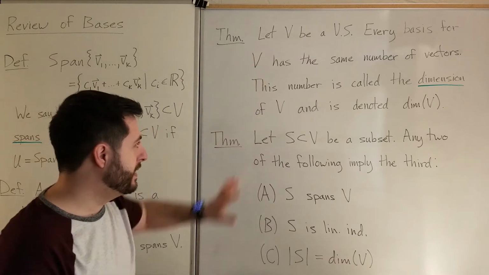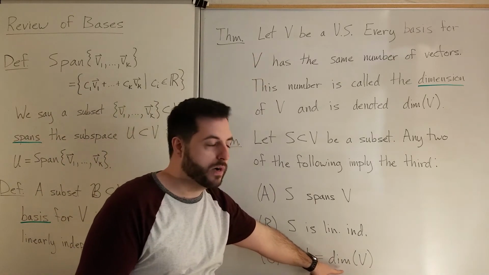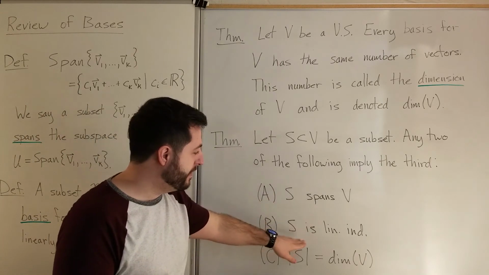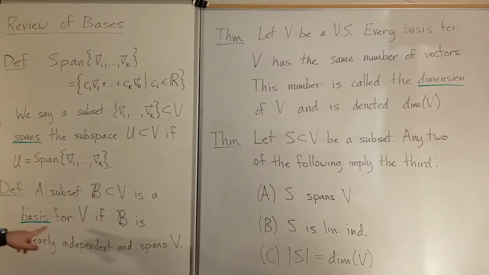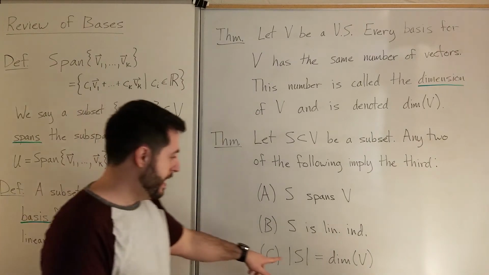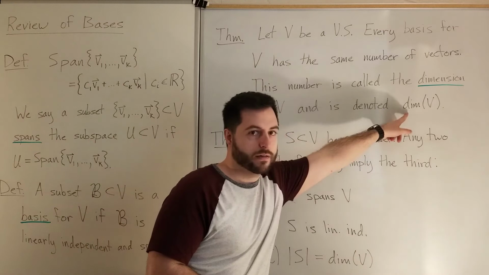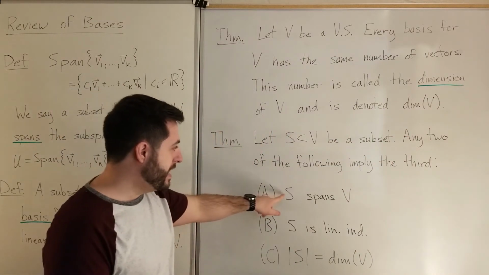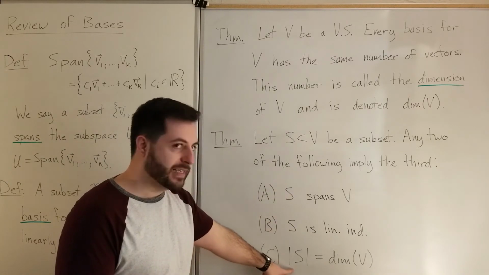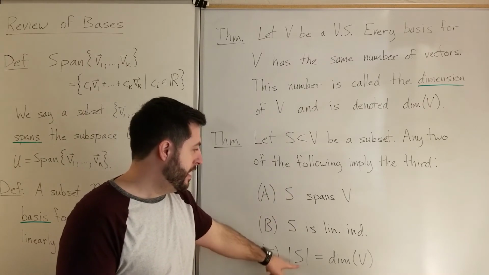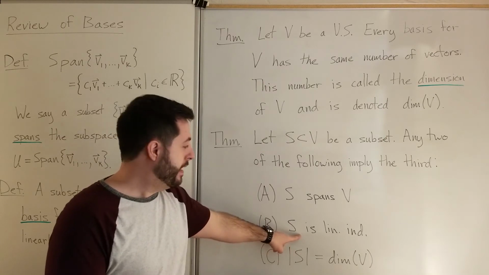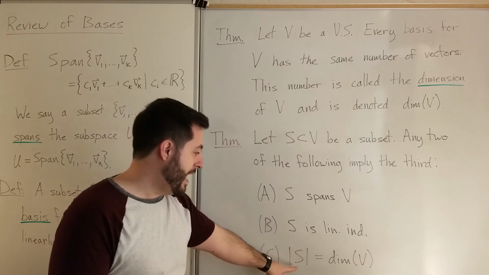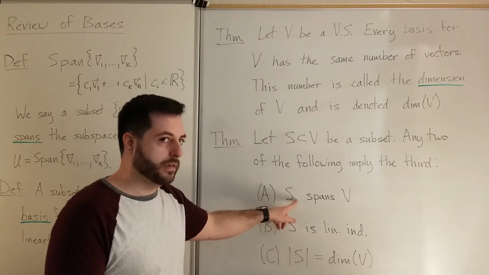Okay? But we still needed that theorem in order to define what dim V was. So if S spans V and is linearly independent, that means it's a basis, and therefore its size is this thing that we're calling the dimension of V. Okay? But it's also true that if S spans V and it has the size of the dimension, then it must be linearly independent. And the third thing that this theorem is telling us is that if S is linearly independent and it has the correct size, then it must also span.